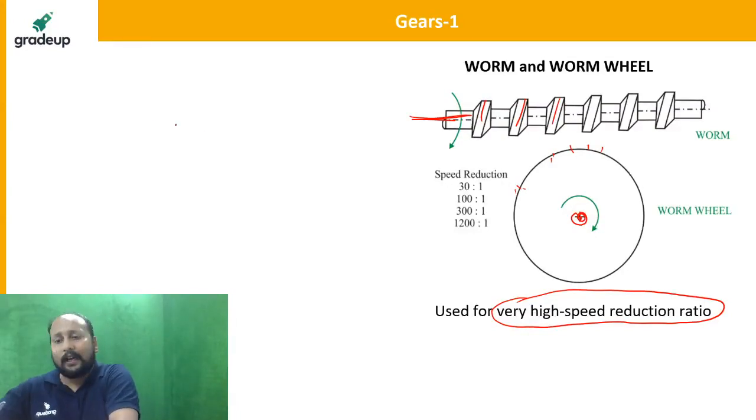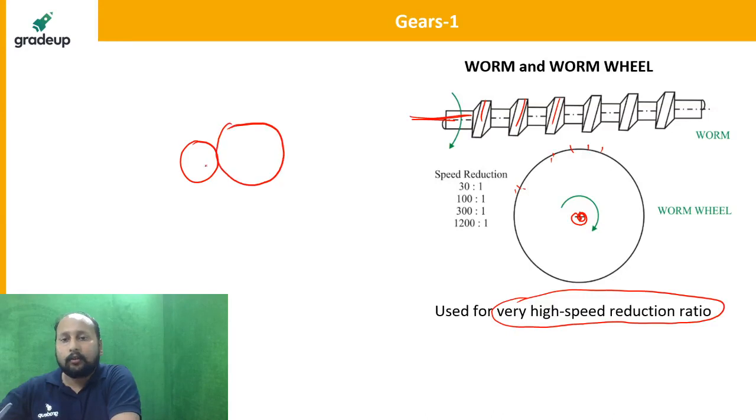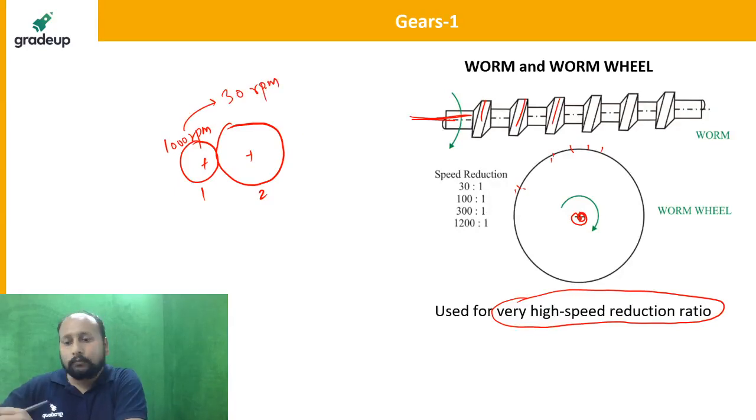Let us suppose I'm using two spur gears, or two helical gears. This is your gear number 1, and this is gear number 2. Now, if I want to decrease the speed, let us suppose gear 1 is rotating at 1000 RPM, and if I want to reduce the speed to 30 RPM, then what should be the diameter of this?